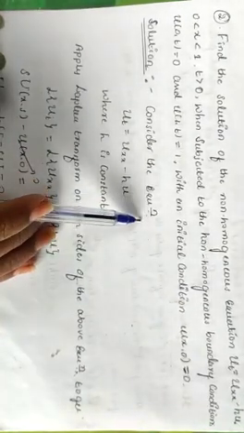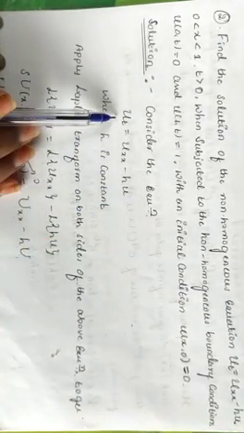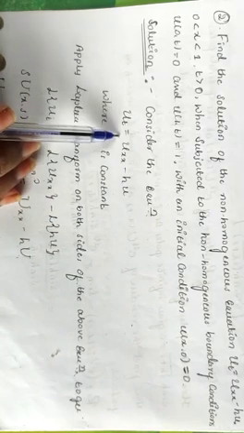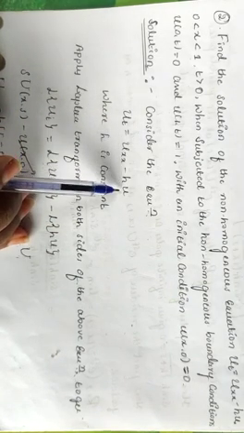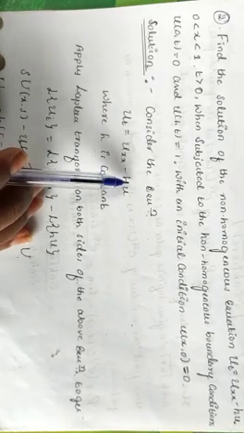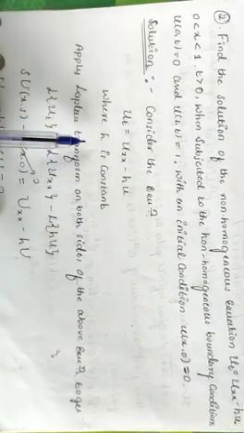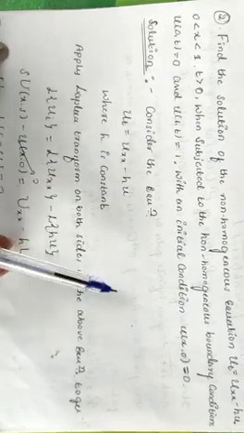For that, we consider the given equation ∂u/∂t = ∂²u/∂x² − h u. Here h acts as a constant. Now apply the Laplace transformation to this equation.